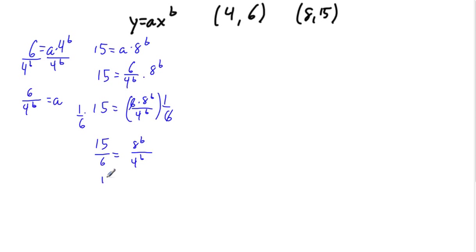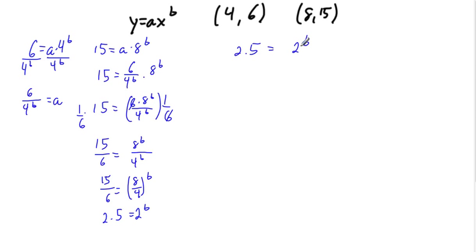Using my exponent properties, I know that this 8 to the b over 4 to the b is really the same as 8 over 4, quantity to the b power. Well, 8 over 4 is just 2. 15 divided by 6 is going to be 2.5. So I get 2.5 equals 2 to the b power. I'll write this up here so I have more room to work with.